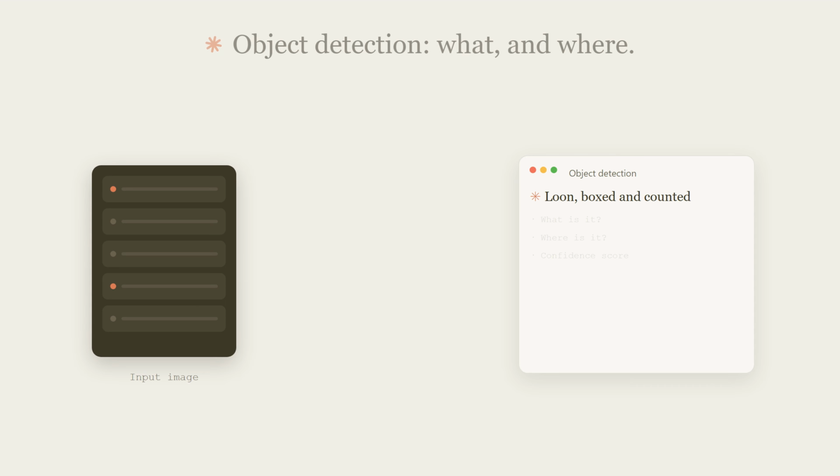One kind of machine learning that matters here is object detection. It answers two questions: what is the object and where is it? So instead of just saying an image contains a bird, the model identifies the bird, draws a bounding box around it, and gives a confidence score. For us, that could eventually mean detecting and counting loons in aerial imagery.